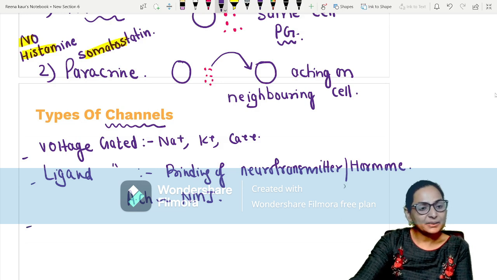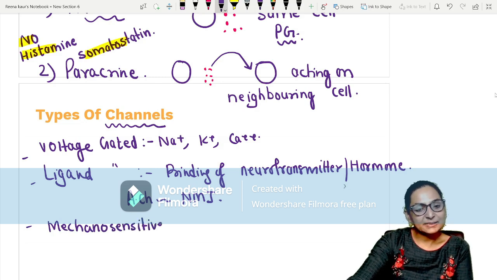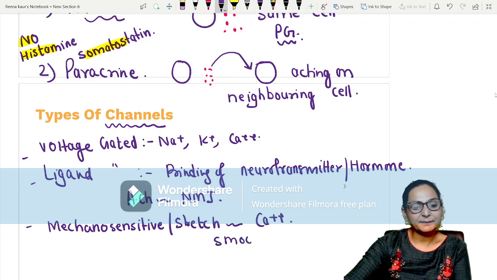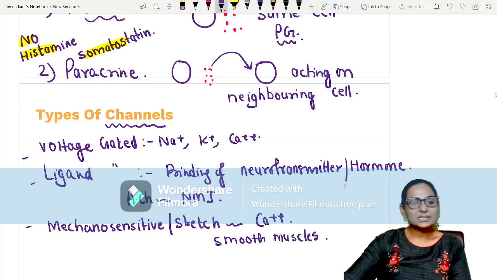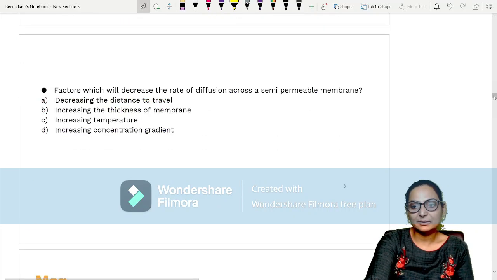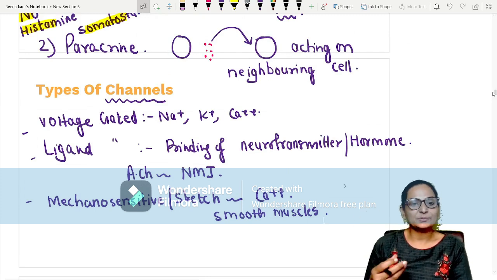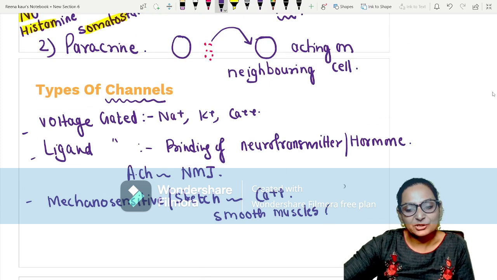Apart from this, there can be even mechanosensitive channels, that means which open by stretch. These are especially your calcium channels which are present in the smooth muscles, like in the blood vessels. When there is a stretch, the calcium channels will open. So especially the smooth muscles you can remember in the blood vessels.